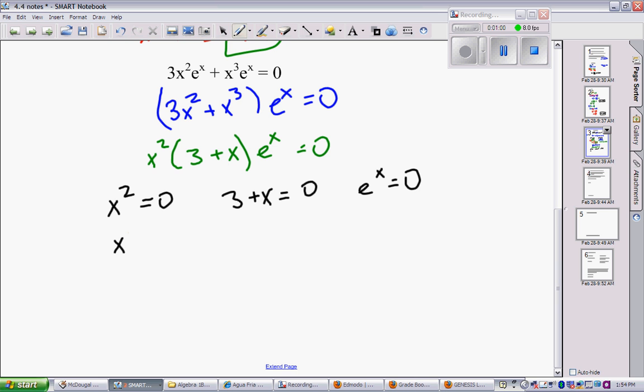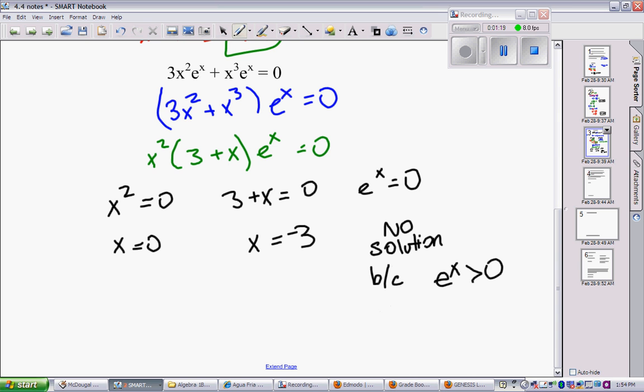So over here we have x equals 0. In the middle you have x equals -3. And this has no solution because e to the x is greater than 0 for all x's. So you only get two solutions, 0 and -3.